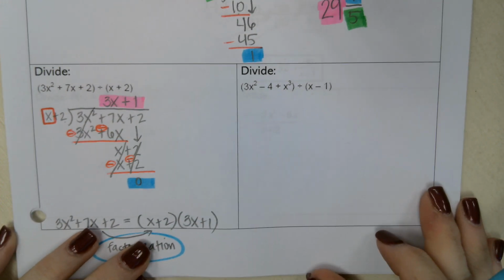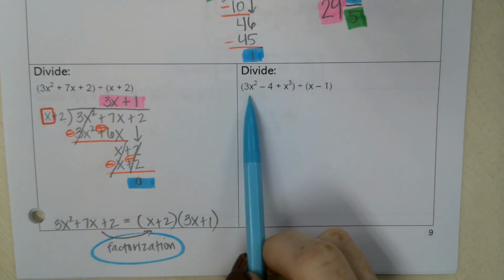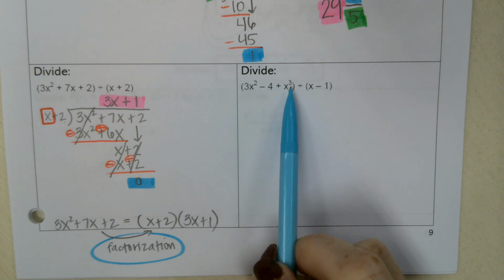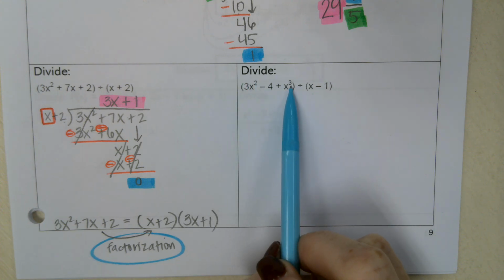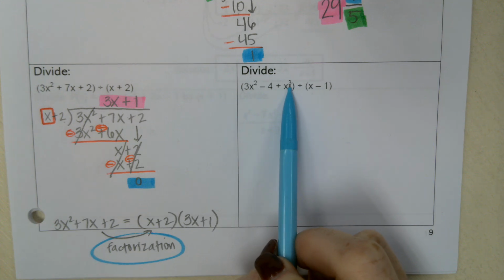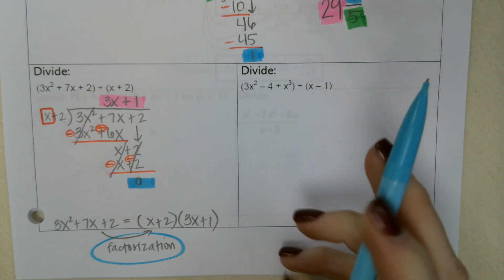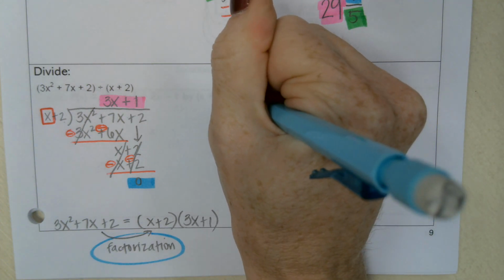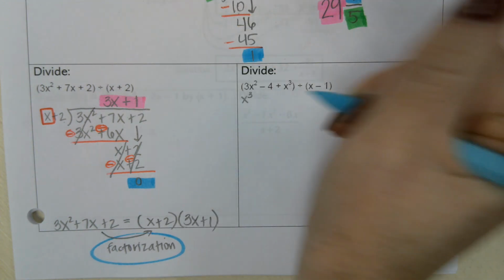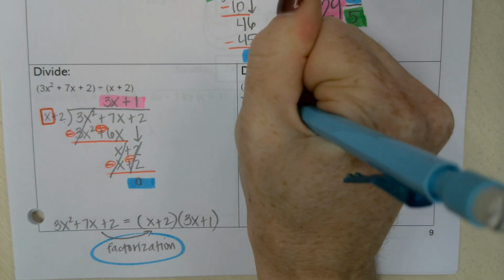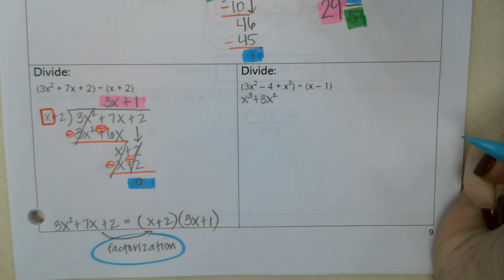All right. Take a look at this one. First of all, I'm looking around, and the highest power that I've got is 3. Y'all pick your heads up, please. Okay. The highest power I've got is 3. But it's definitely not in standard form. So I'm going to rewrite this. I've got x to the third plus 3x squared. What's missing?